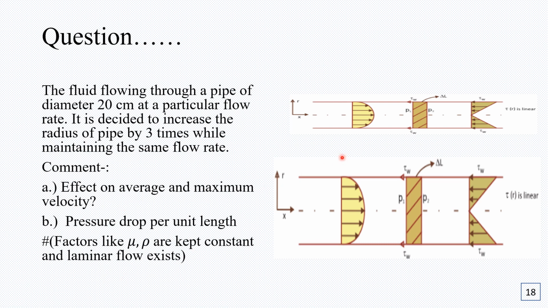Suppose we have been provided with two pipes. One pipe has a diameter of 20 centimeter, whereas another pipe is maintaining the same flow rate in both the cases. The larger pipe has a diameter 3 times the smaller one. Now we have to estimate the ratio of average and maximum velocities in both the cases, and also the pressure drop per unit length in both the cases, or we can say that we have to find the ratio of pressure drops in both the cases. The factors like viscosity and density are kept constant, so you can pause the video for some time and think about the possible answers.